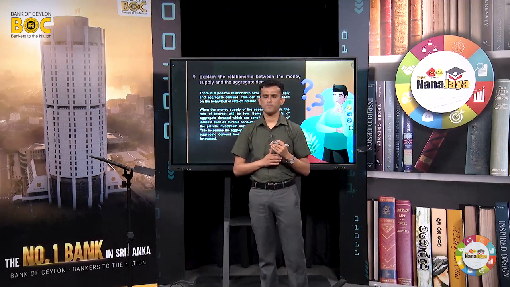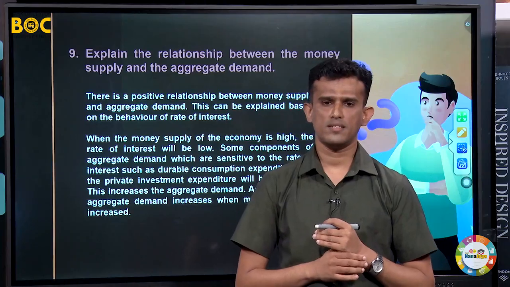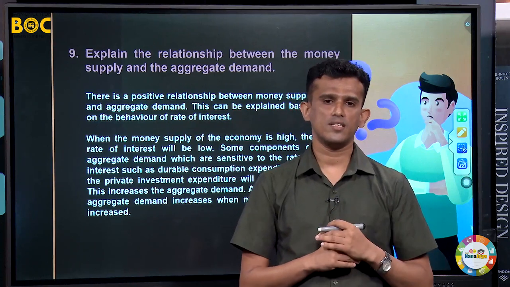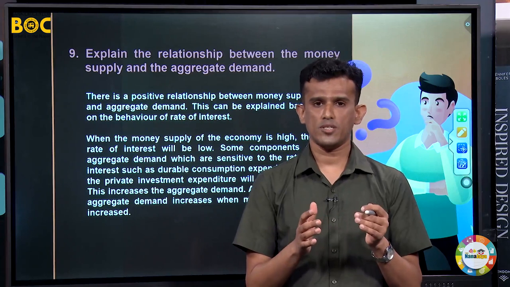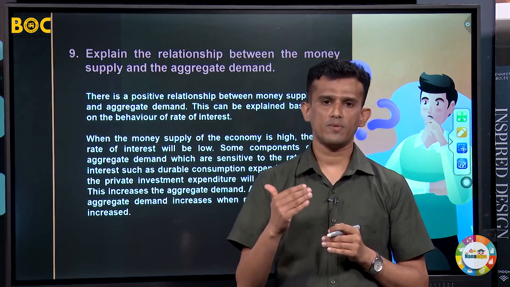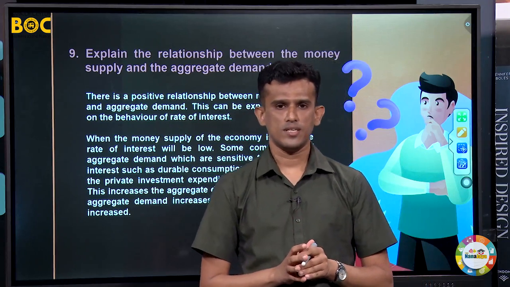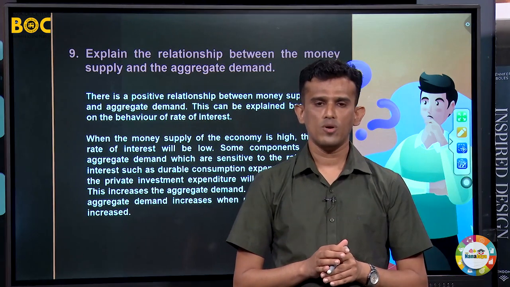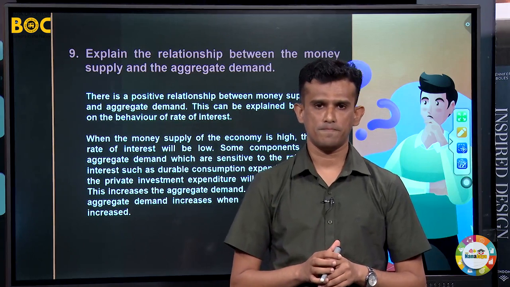Various types of deposits: demand deposits held by public in commercial banks, the time and savings deposits held by public in commercial banks, the non-resident foreign currency deposits, the residence deposits in foreign currency banking units, the time and savings deposits held by public in the licensed specialized banks, the time and savings deposits held by public in the licensed finance companies. All these deposits are taken into consideration when computing the money supply. Right? So, we are supposed to explain the relationship between the money supply and the aggregate demand here.